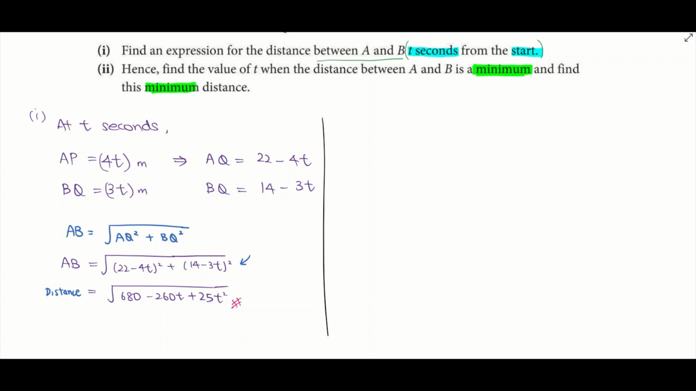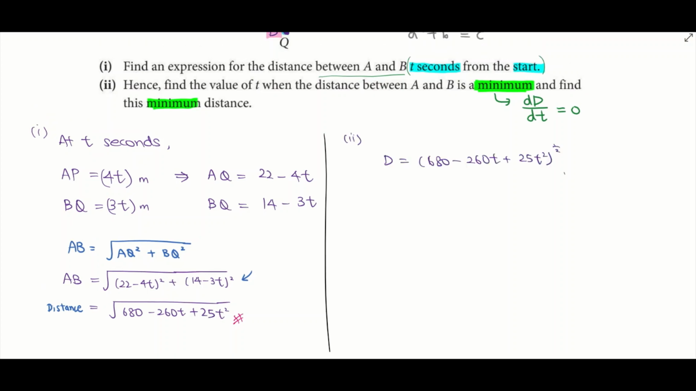And when you say minimum, you must immediately think of stationary points, where in this case, dd/dt will be equal to 0 because it will be a stationary value. So with that, what should be the first thing that you do? I will use my equation from part 1 and I will differentiate it.